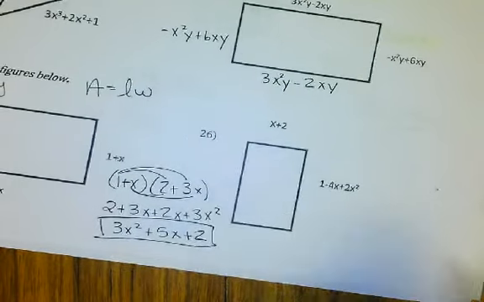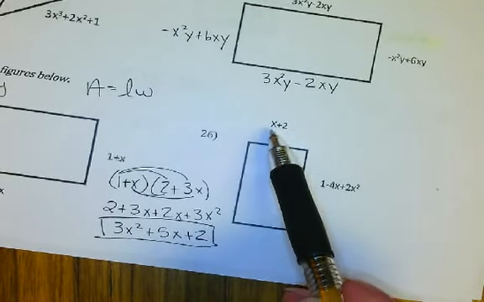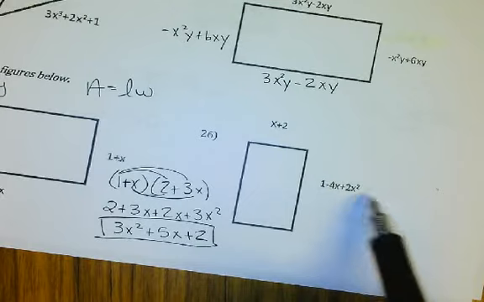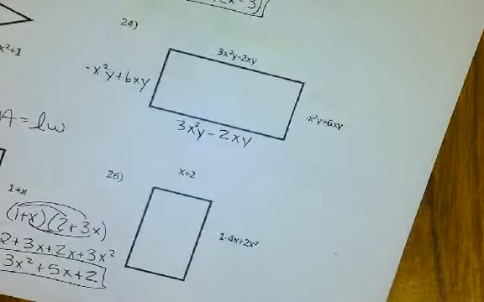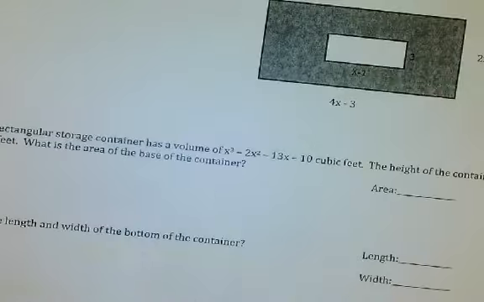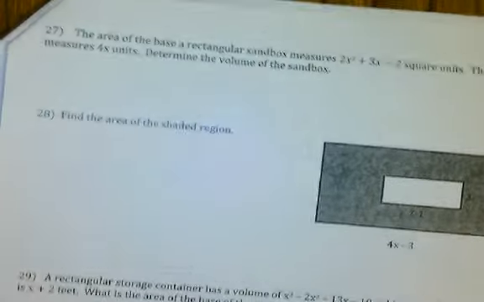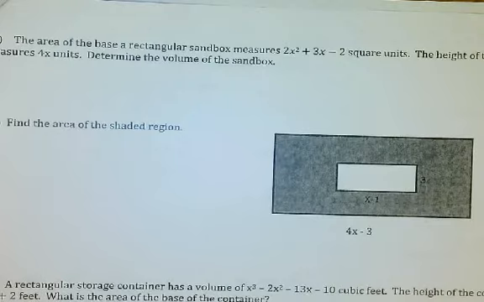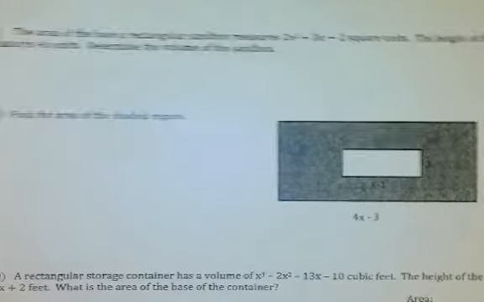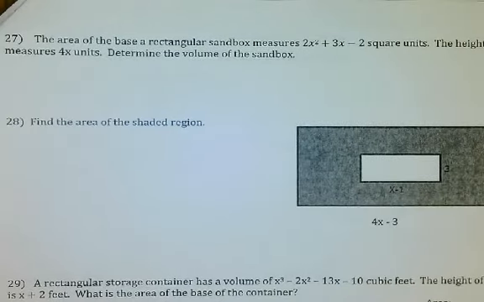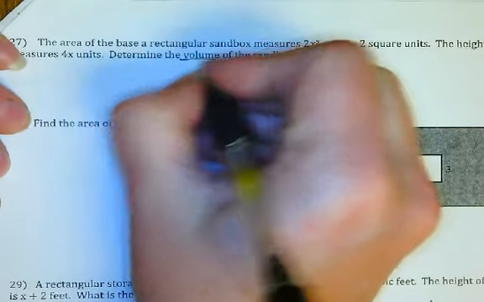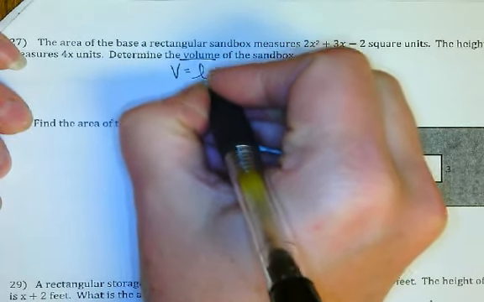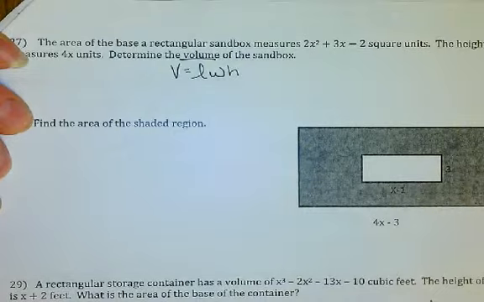Alright, same thing on this one. The only difference is that you'd be multiplying a binomial by a trinomial. That's the only difference. Okay, on the other side, this one says the area of the base of a rectangular sandbox measures 2x squared plus 3x minus 2. The height of the sandbox measures 4x. Determine the volume. So to do volume, it's length times width times height.